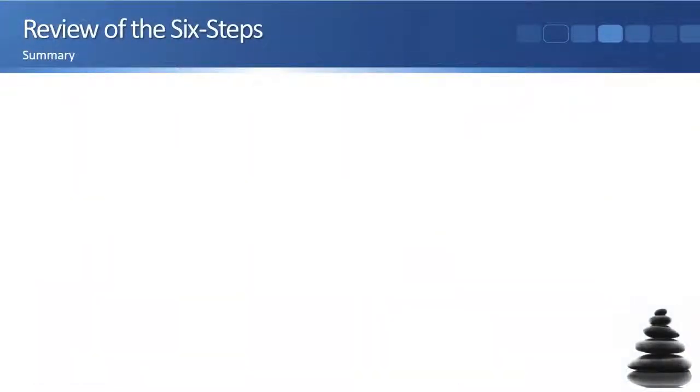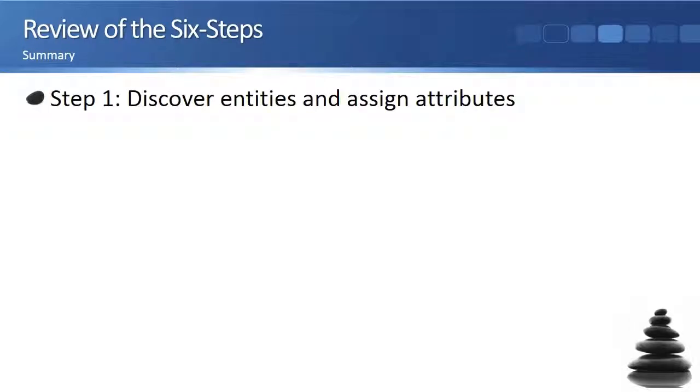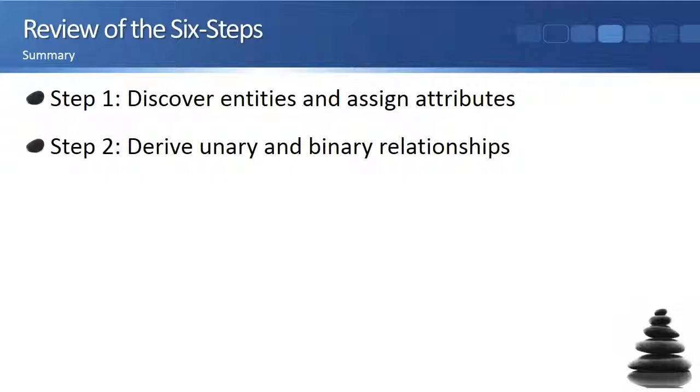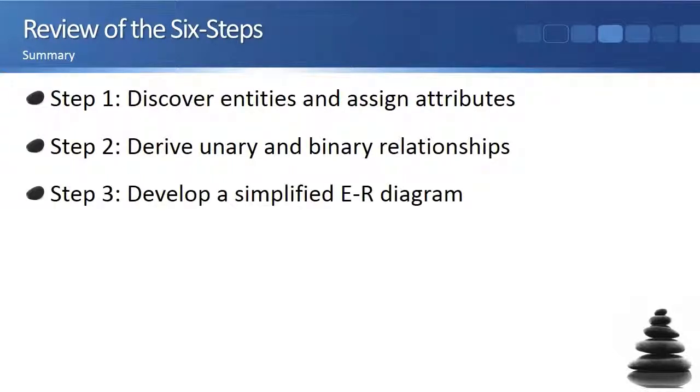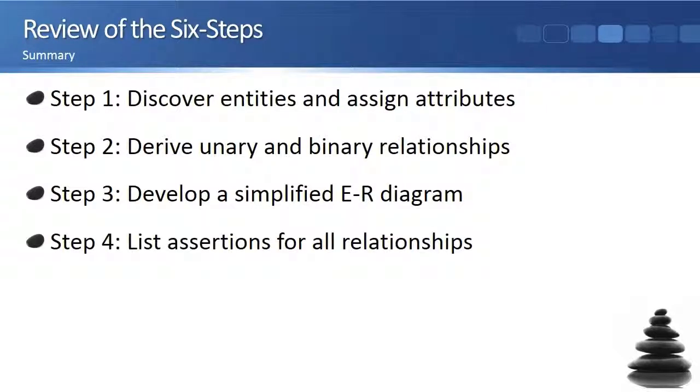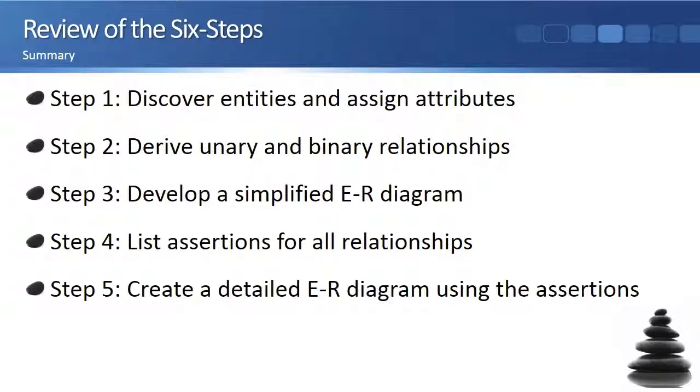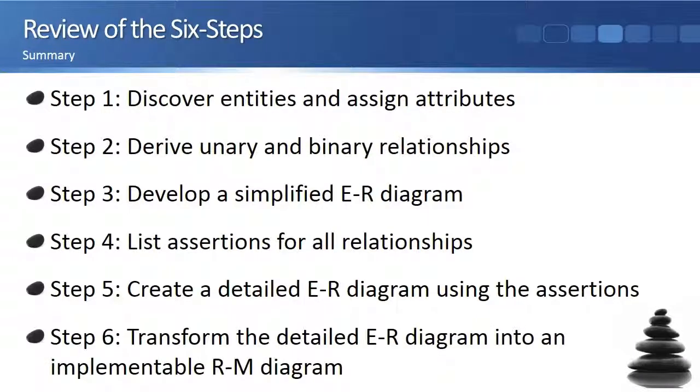Here is a summary of the 6 steps. Step 1. Discover entities and assign attributes. Step 2. Derive unary and binary relationships. Step 3. Develop a simplified ER diagram. Step 4. List assertions for all relationships. Step 5. Create a detailed ER diagram using the assertions. Step 6. Transform the detailed ER diagram into an implementable RM diagram.